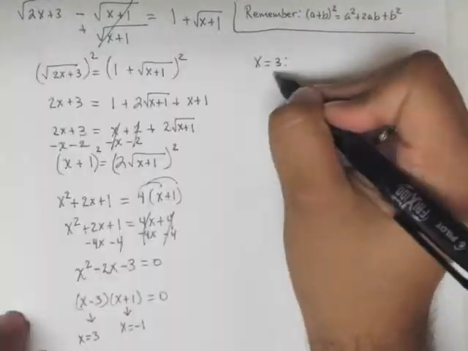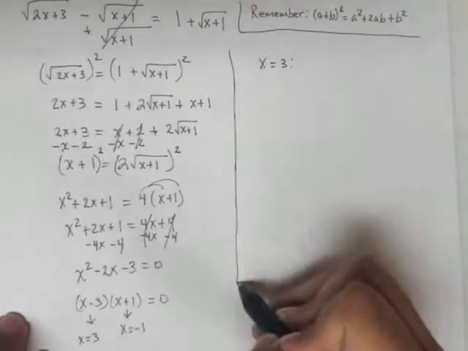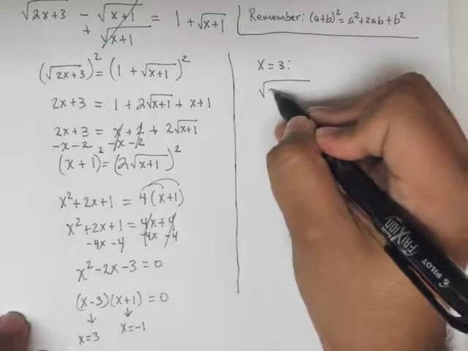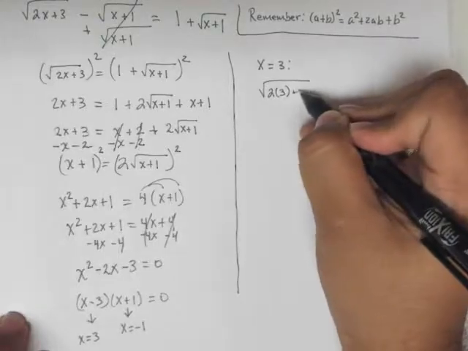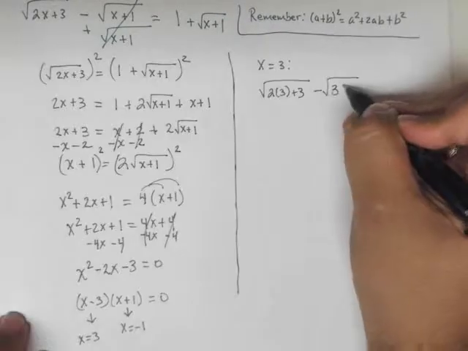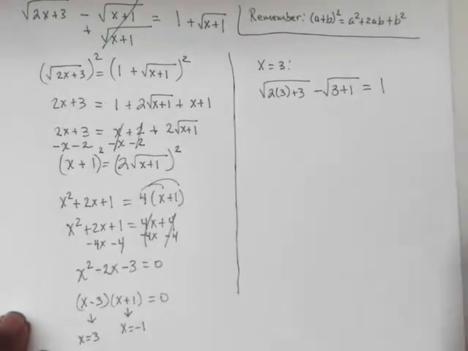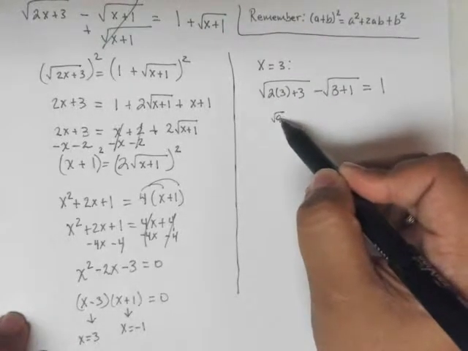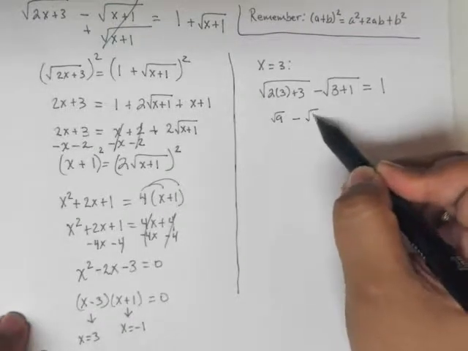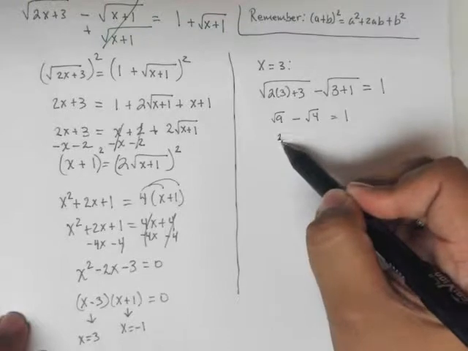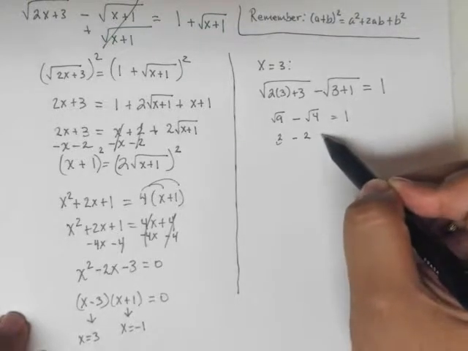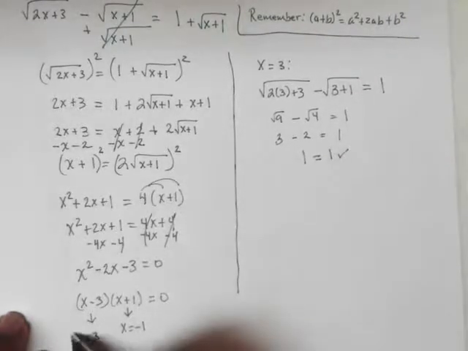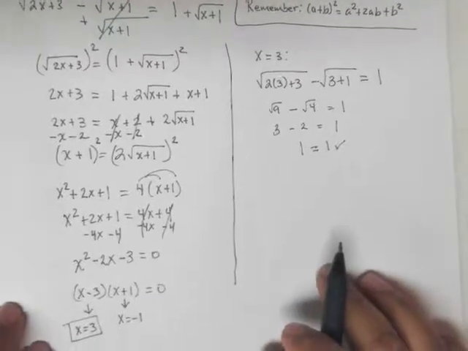First, let's check x equals 3. Let me draw a line. x equals 3, and I'm going to plug it into the original. Square root of 2 times 3 plus 3 minus the square root of 3 plus 1, and it should equal 1. So let's see what we get here. 2 times 3 is 6, plus 3 is 9. Square root of 9 minus the square root of 4 should equal 1. The square root of 9 is 3. The square root of 4 is 2. And 3 minus 2 is 1, and 1 equals 1. So this one checks off. So x equals 3 for sure is one of the solutions.